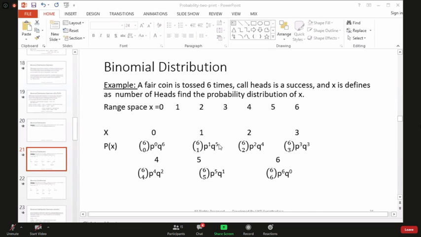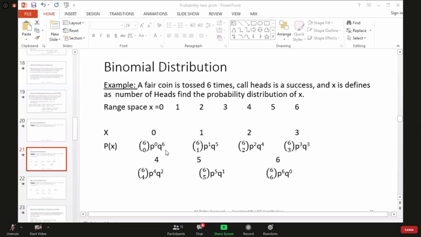6C0 is 1, 6C1 is 6. And you can't forget what you learned in the first semester. You have to remember the binomial theorem we did. 6C2 is 15, 6C3 is 20, 6C4 means 6C2, again 15, 6C5 means 6C1, again 6, 6C6 is again 1. Then other probabilities can be calculated.